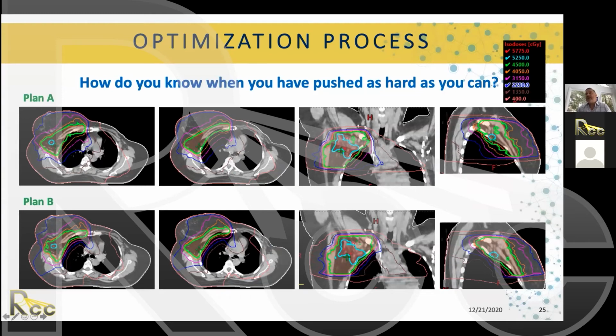This is a plan for a left axilla and supraclavicular and axilla target that was going to 45 gray, and then there was a boost area here going to 52.50 SIB. So which one do you think, Plan A or Plan B, will be the best plan that you can get? Consider that both plans met the constraints.